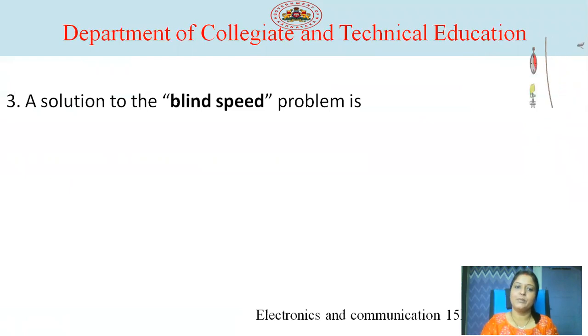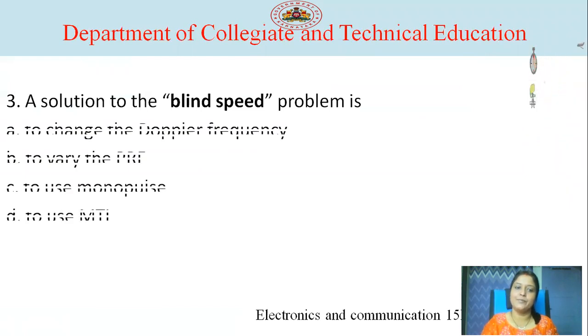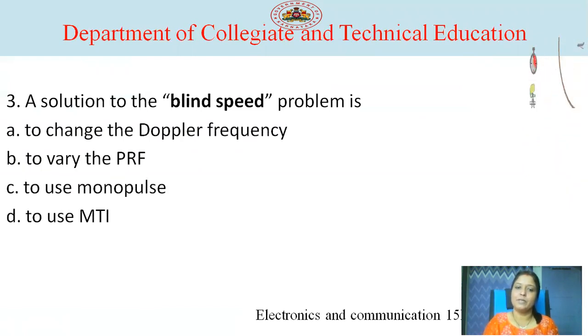A solution to the blind speed problem is to change the Doppler frequency, to vary the PRF, to use the monopulse, or to use MTI. How can we eliminate this blind speed problem? Try to recall that. Yes, the correct answer is option B here.